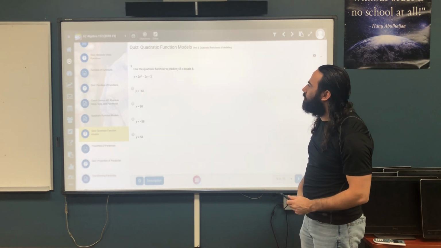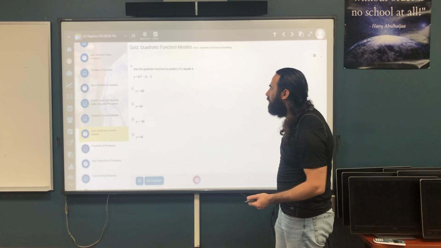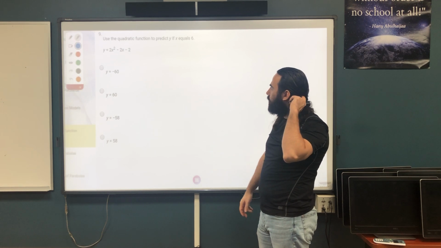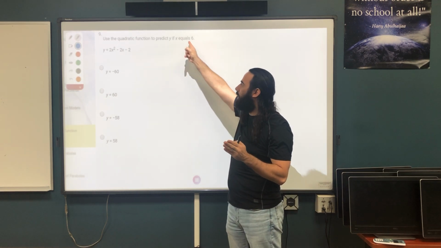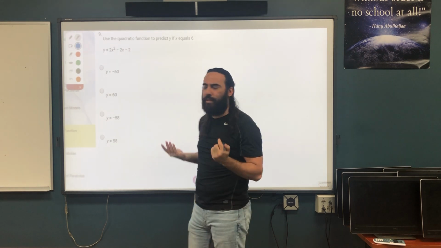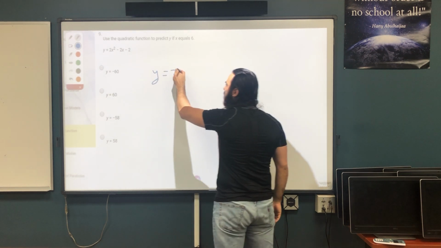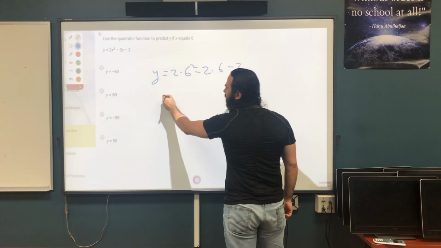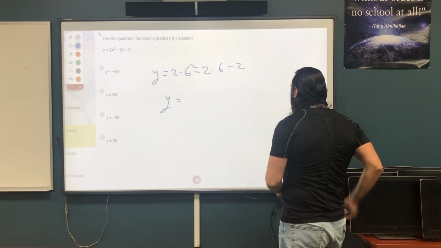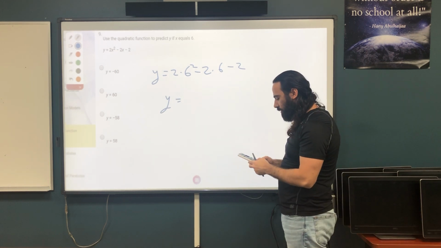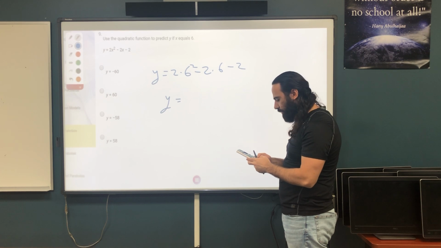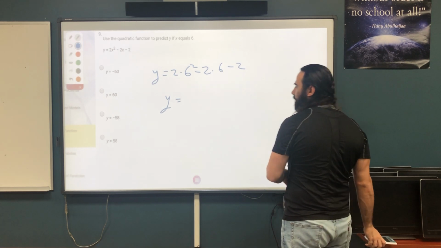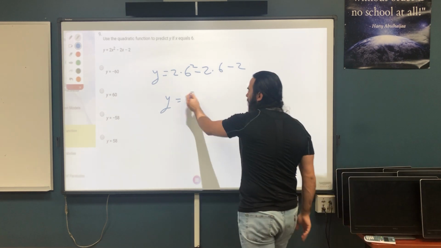Use the quadratic function to predict when x equals 6. So the same thing. The way we solved the first one, we'll do this one again. All you need to do, he told you that the value of x is 6. You need to plug in 6 and get the answer. So y equals 2 times 6 squared minus 2 times 6 minus 2. So the answer, 2 times 6 squared minus 2 times 6 minus 2, would be 58. So the answer will be the last one.